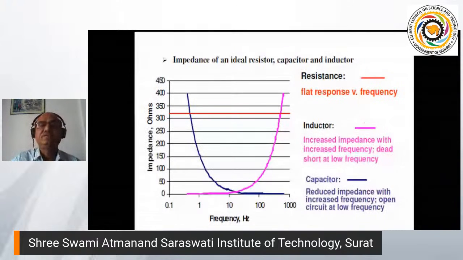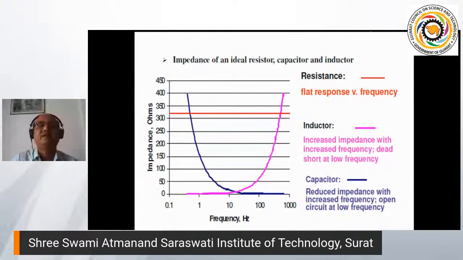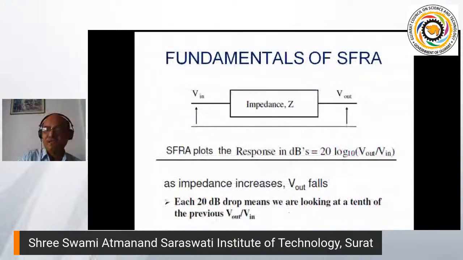If you take one circuit, this is a graphic representation of the resistance, inductor, and capacitor responses. Resistance is constant at all frequencies. Inductive reactance is increasing with the frequency, capacitive reactance is decreasing with the frequency. If you're going to have a combination of R, L, and C, any circuit we can think of is a combination. So the impedance will be different for different frequencies, and hence the response.